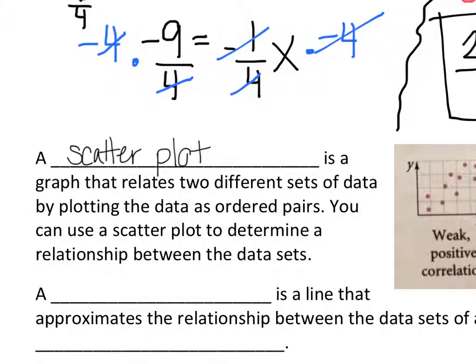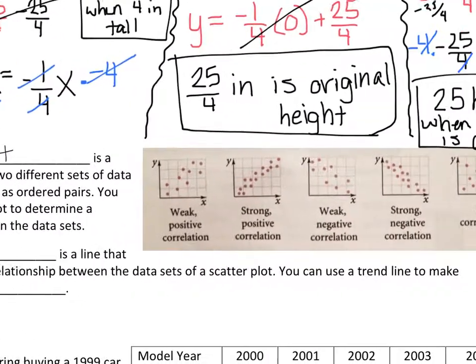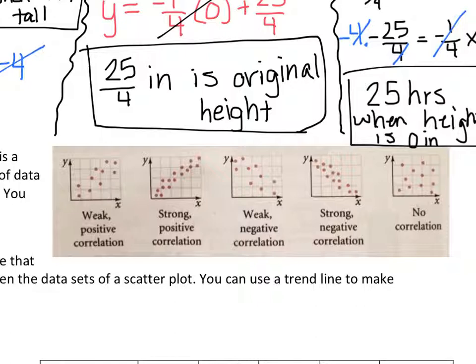Okay, so x's and y's. You can use a scatter plot to determine a relationship between the data sets. So their relationships we can categorize. First of all, we can say if they have a positive relationship, so as one goes up, the other one goes up. They look like that. Or a negative, as one goes down, the other goes up. Okay, so those are negative. And then we can say whether it's weak or strong. Weak is scattered out. Strong, they're really tied in close together. And then when they're just all over the place, that's no correlation. They really don't have a relationship.